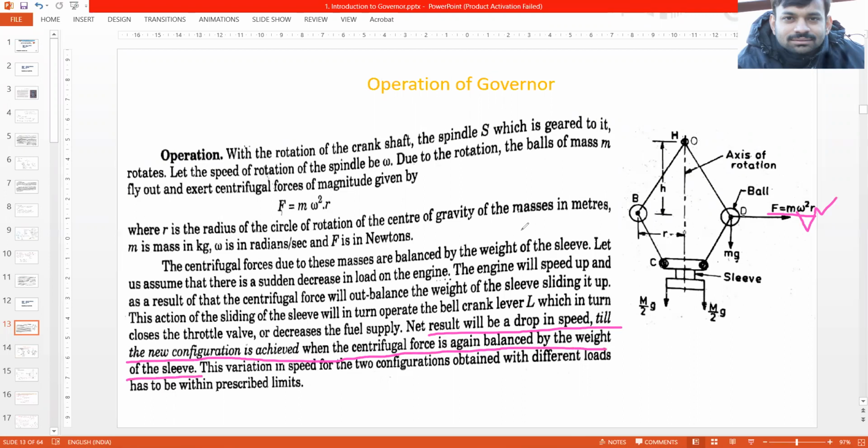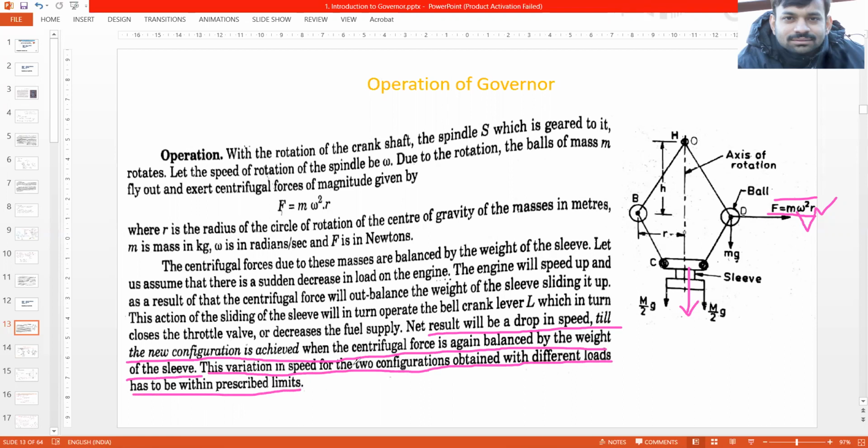The centrifugal force is again balanced by the weight of the sleeve. So the sleeve will start moving a little bit downward until the centrifugal force is balanced. This variation in speed for the two configurations obtained with different loads has to be within prescribed limits.